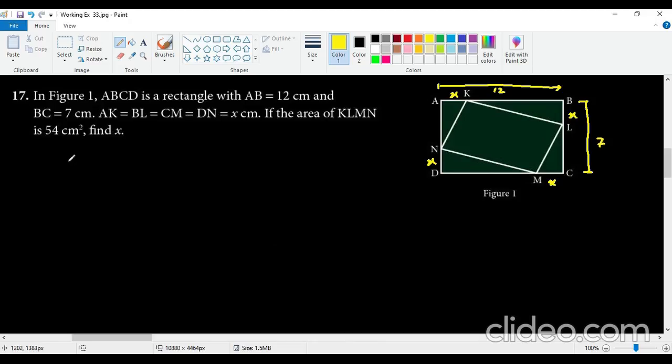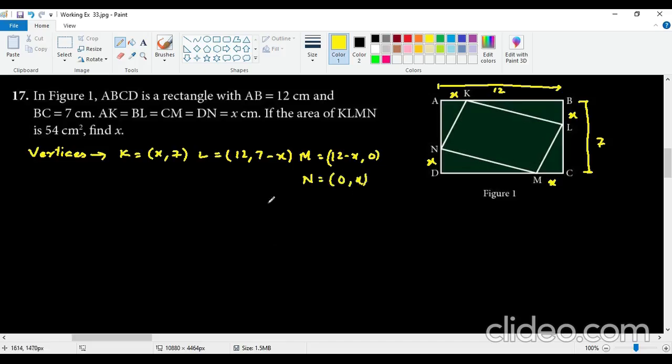Now, in here, according to the first condition, first of all, understand where these vertices stand. So vertices are K stands at x and 7, and L stands at 12 and 7 minus x, and M stands at 12 minus x and 0, and N stands at 0 and x. These are the four places where they stand.